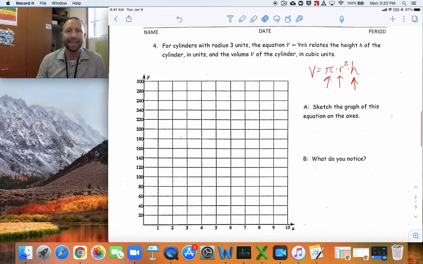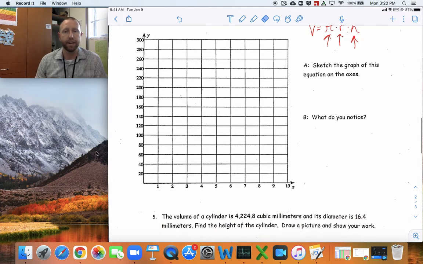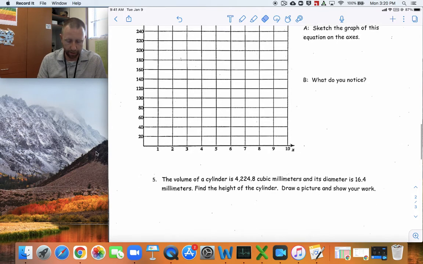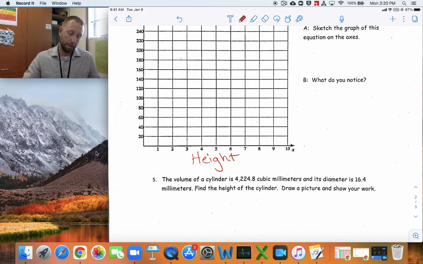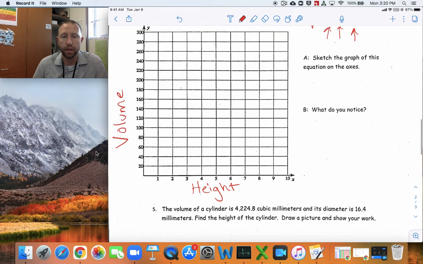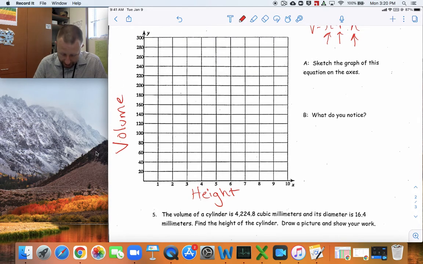Okay, so what they're asking us to do here is to sketch a graph of this comparing its height to its volume. And that's exactly what I'm going to do, is label my axes. That's the first thing I should do. Label this height, and then my, turn this sideways, y-axis is measuring volume. Okay, well, using h as my x value for the height, it goes on the x-axis.